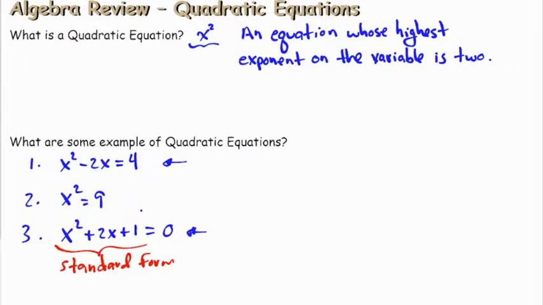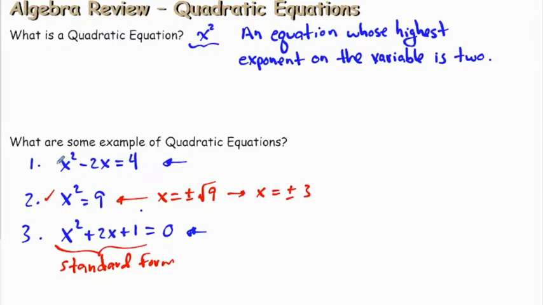Number 2 is a simple quadratic where we can take the square root of both sides. So we don't need any special techniques to solve this. We can say that x is equal to plus or minus the square root of 9, which means that x is equal to plus or minus 3. So we don't need any special techniques to solve equations like x squared equals 9.